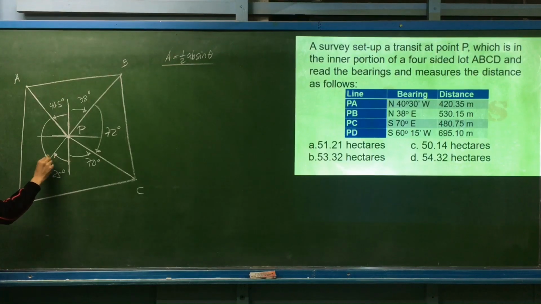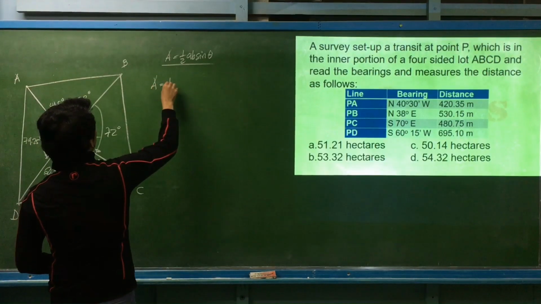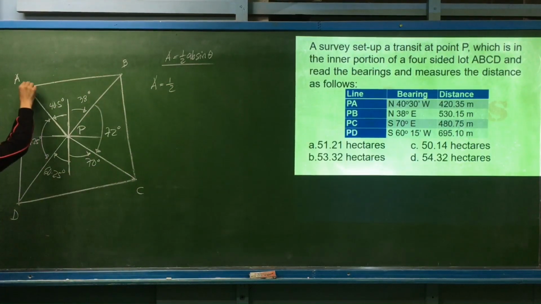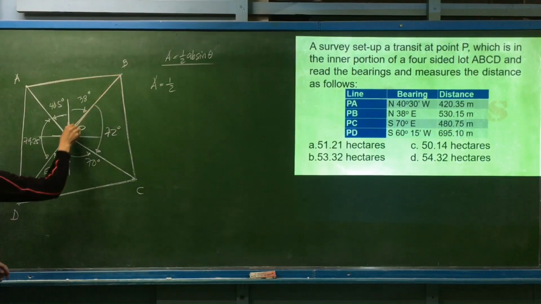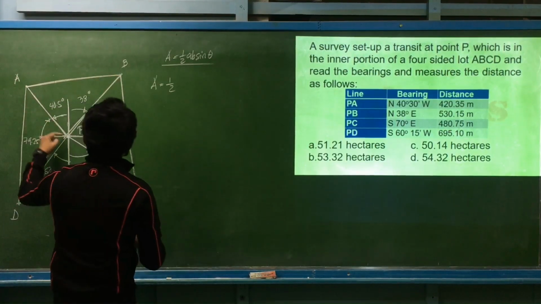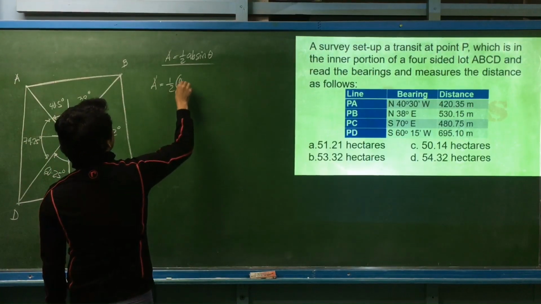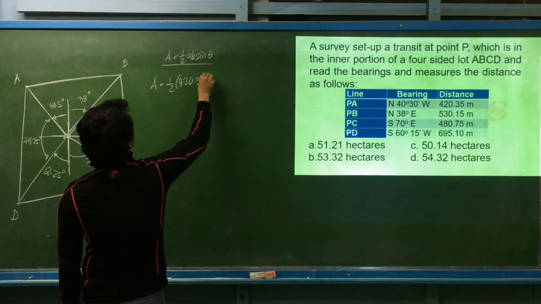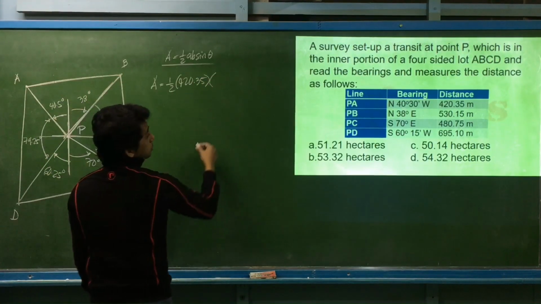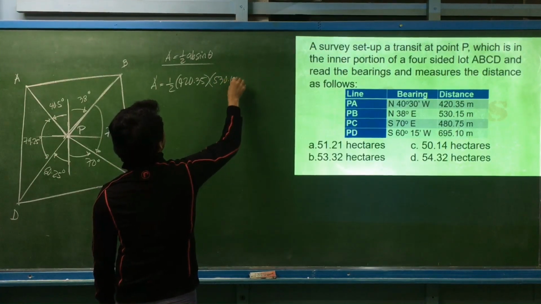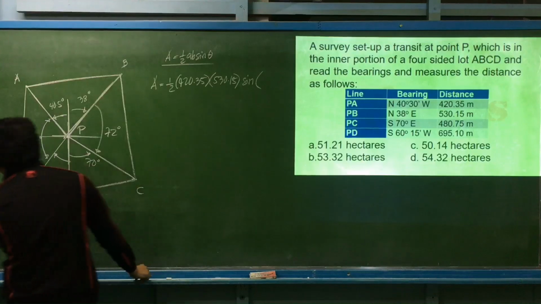The same goes for the other side. What is this angle? That is 180 minus 40.5 minus 60.25. So that angle is equal to 79.25 degrees. So let's get the area. The total area is equal to 1/2. Let me start with this triangle. So there is 1/2. What is the distance P to A? P to A is equal to 420.35. What is the distance P to B? That is equal to 530.15. Sin, what is the angle between them?